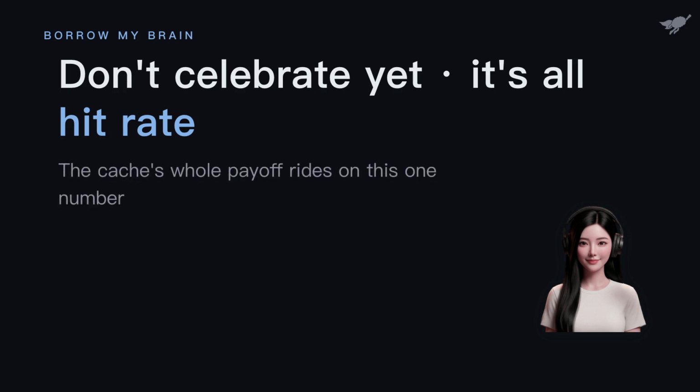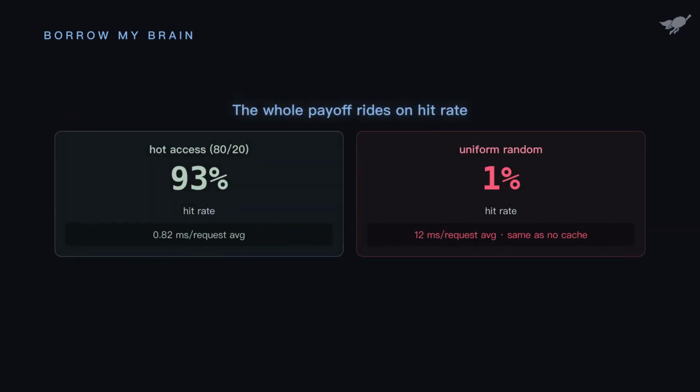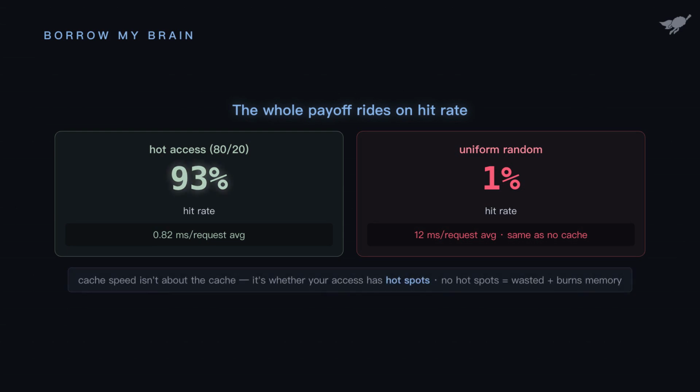A cache's entire payoff rides on one number, the hit rate. I ran 2 access patterns, one with concentrated hotspots. 80% of requests hit 20 hot keys. Hit rate 93% and an average of 0.82 milliseconds per request. Switch to uniform random, hit rate 1%, average 12 milliseconds. Same as no cache at all.